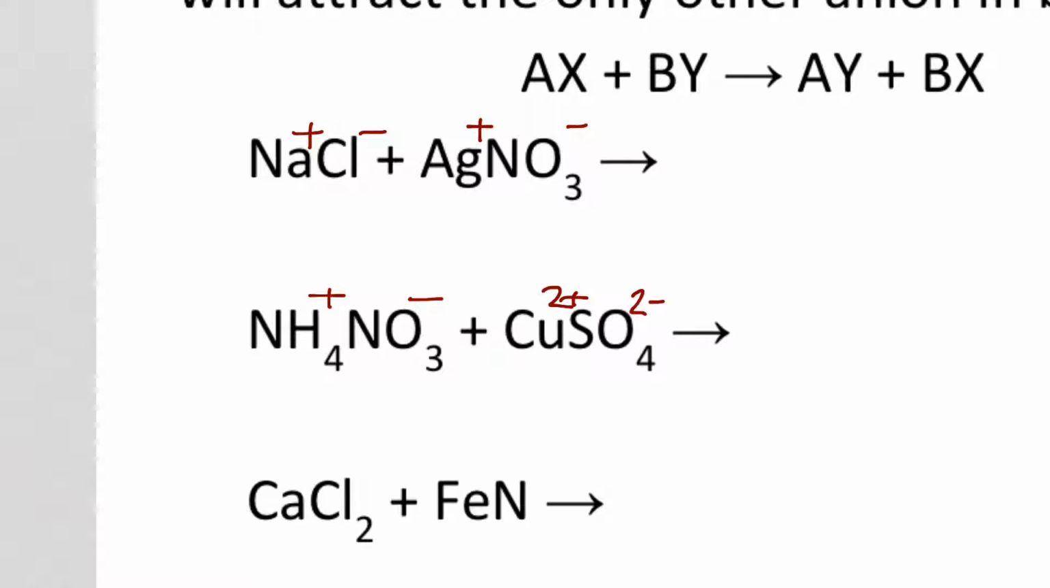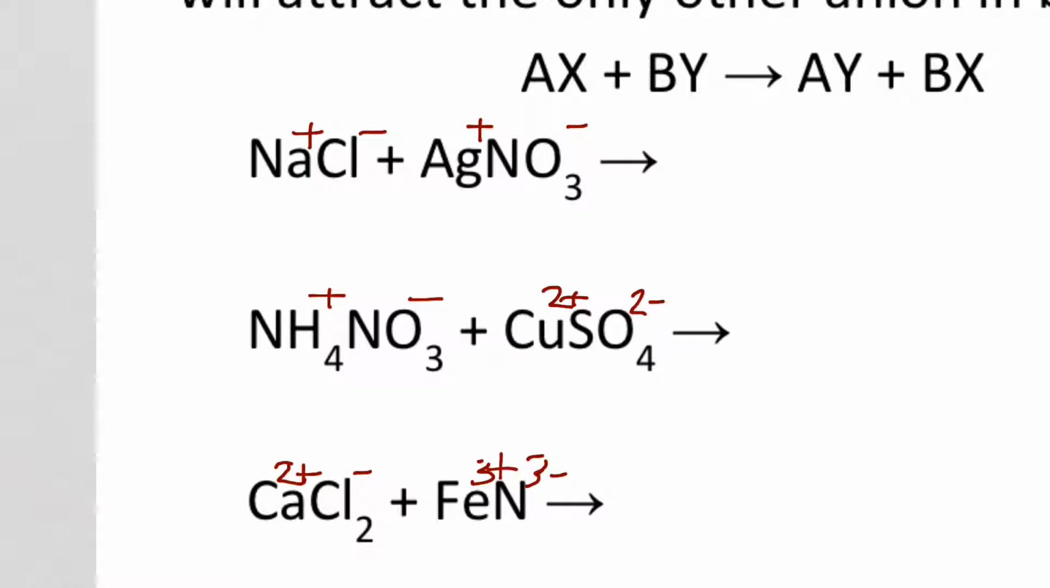Calcium has a 2+ charge. Chlorine has a minus charge. Nitride has a 3- charge. And because there's one nitrogen ion with a 3-, that means this has to be 3+.